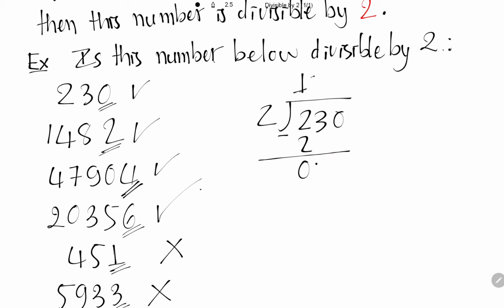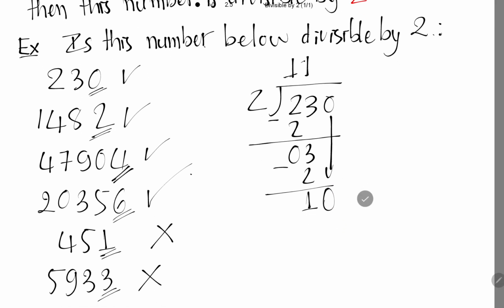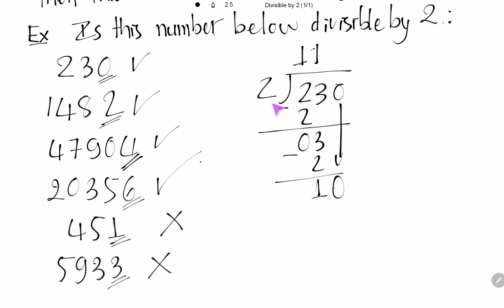And then I put number 3. Then 3 divided by 2, I can put number 1. 1 times 2 is 2. 3 minus 2 is 1. And then I put number 0. Number 0. And then I get 10. And then 10 divided by 2 is 5. 5 times 2 is 10. 10 minus 10 is 0.